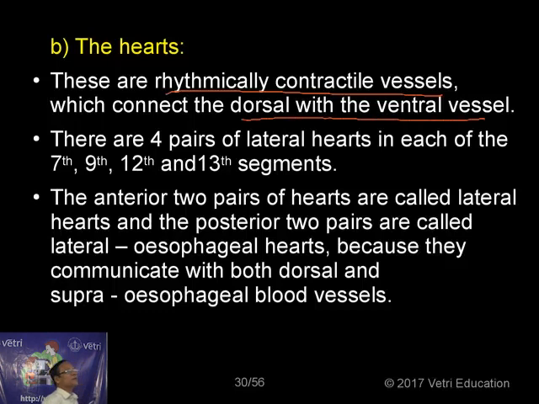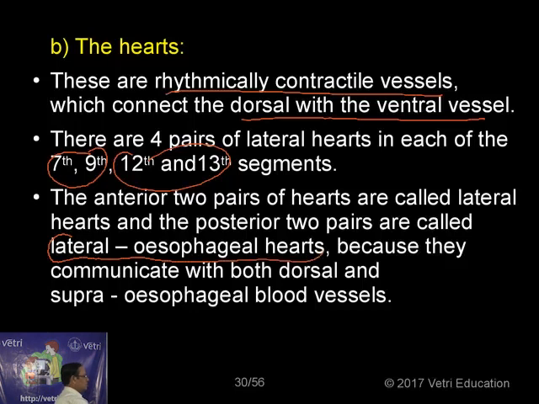We have 4 pairs of hearts, present in segments 7 and 9, and 12 and 13. The first 2 pairs of hearts, namely 7 and 9, are called lateral esophageal hearts. These contractile vessels are called lateral esophageal hearts because they communicate with both the dorsal and supraesophageal blood vessels. That means they are connecting the dorsal and ventral blood vessels and also the supraesophageal vessel. That's why they are called lateral esophageal hearts.